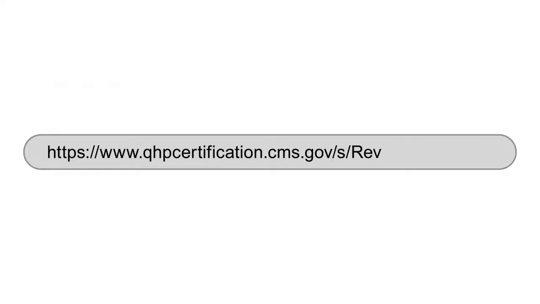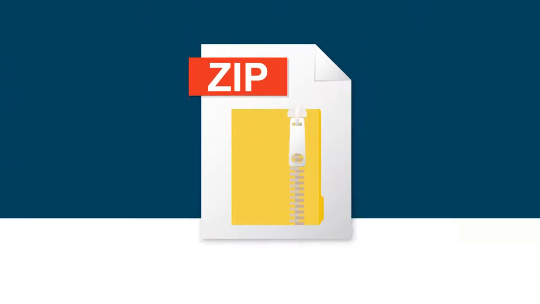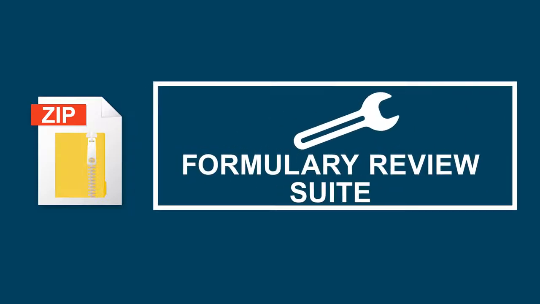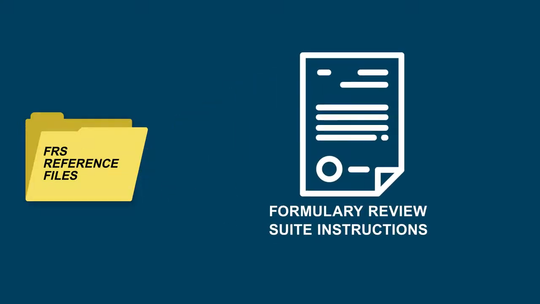To download the Formulary Review Suite, visit the Review Tools webpage of the QHP certification website and click on the Automated Review Tools link. A zip file will be downloaded to your computer. Within this zip file, you'll see several of the standalone review tools, including the Formulary Review Suite. There will also be a folder labeled FRS Reference Files. Open this folder to find the Formulary Review Suite instructions. Read these instructions carefully before using the tool.